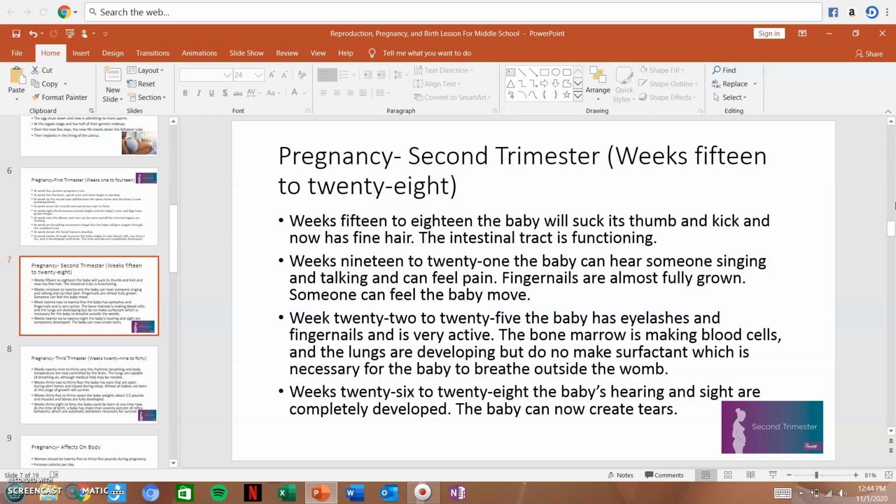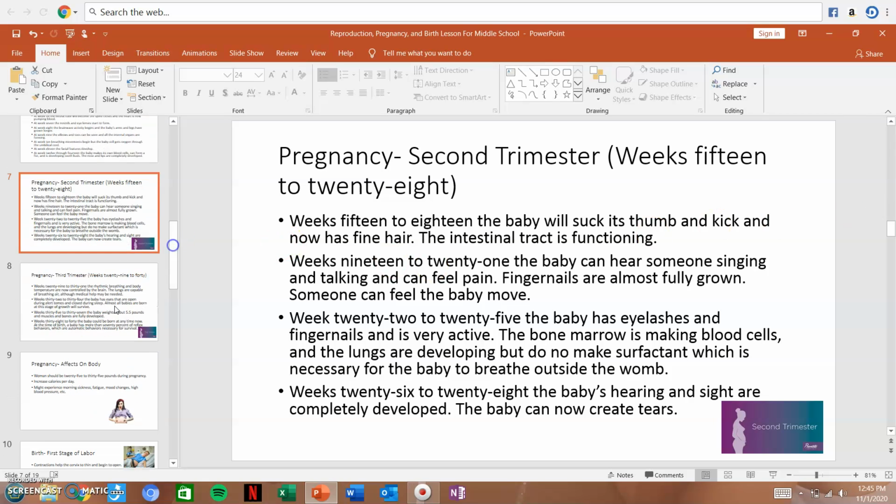Weeks 22 to 25, the baby has eyelashes and fingernails and is very active. The bone marrow is making blood cells, and the lungs are developing, but do not make sufficient surfactant, which is necessary for the baby to breathe outside the womb. And at weeks 26 to 28, the baby's hearing and sight are completely developed, and also the baby can create tears.